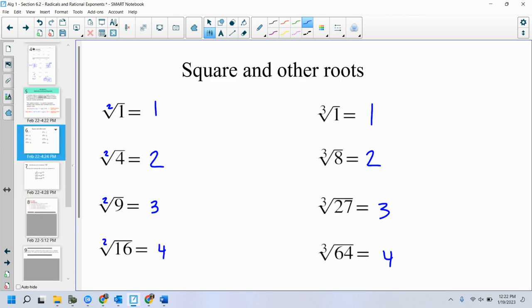Oh, but this is what I wanted to say. Everybody get out your calculators. I want to show you. Now, I cannot show you on my screen because my calculator looks different. Can I borrow yours real quick? Thank you. To find the third root, let's take the third root of 64.